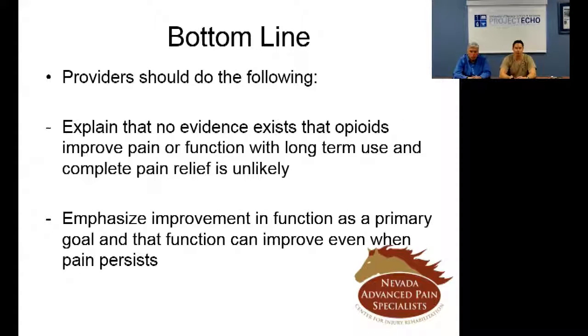So they want providers to do the following. One, explain that no evidence exists that opiates improve pain or function with long-term use and complete pain relief, and let the patients know that even though you're starting them on these medications, complete pain relief is unlikely. So 0 is not the goal on the VAS. They want you to emphasize that improvement in function is a primary goal and that function can improve even when pain persists. So even though the patient still may have pain after initiating the therapy, you need to let them know that is expected, and that you're looking more at their function and not their improvement in their pain scores.